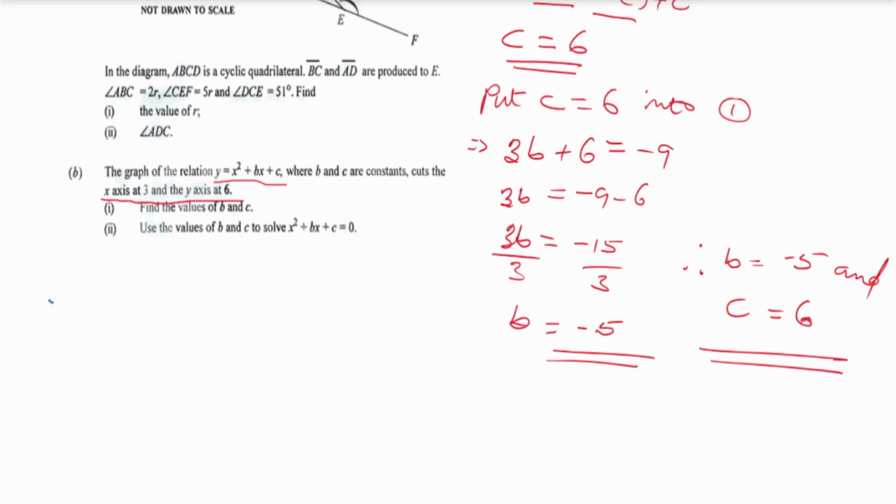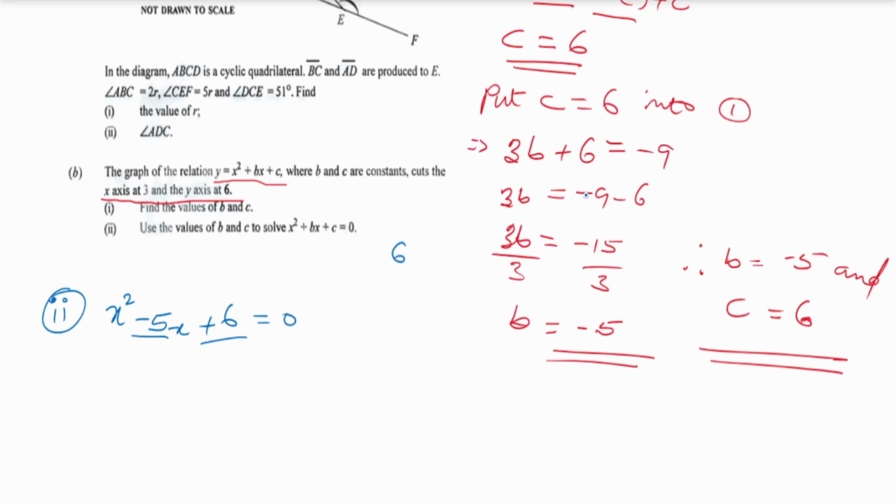And now we go to part (ii), and that's how we should use the values of b and c to solve x squared plus bx plus c equals 0. So already that now becomes x squared minus 5x, because b is -5, and then plus 6, which is our c, equals 0. Quickly, there are 3 or 4 ways of solving this, but I'm going to use the factorization method because that looks to be easier. We are just looking for 2 factors of 6 here that, when we add, we'll get -5.